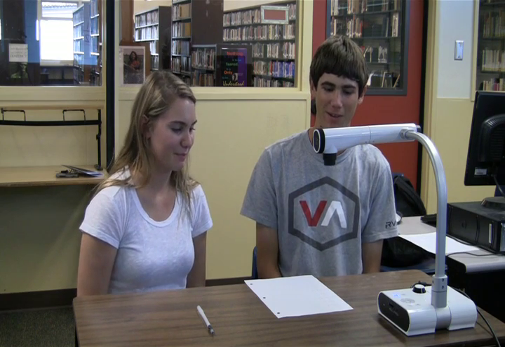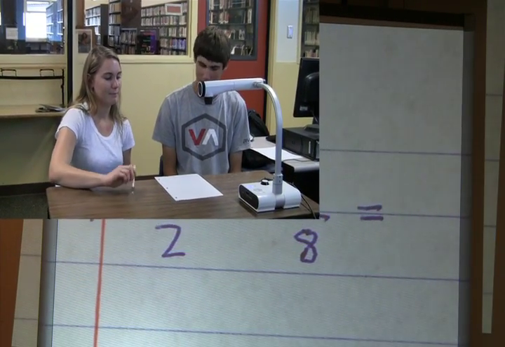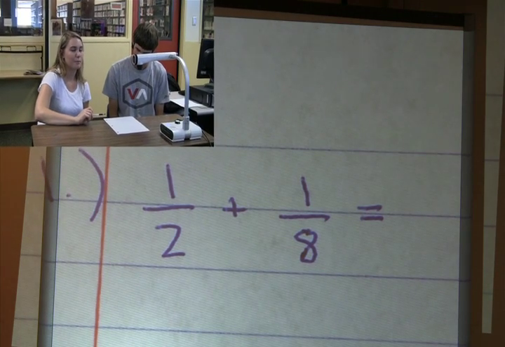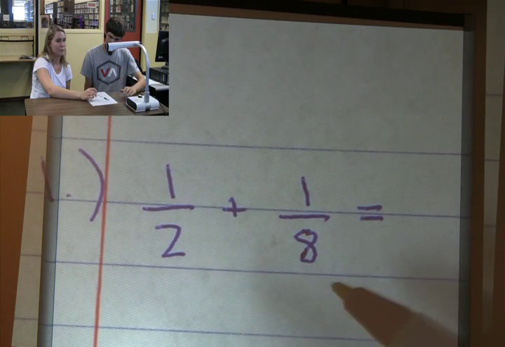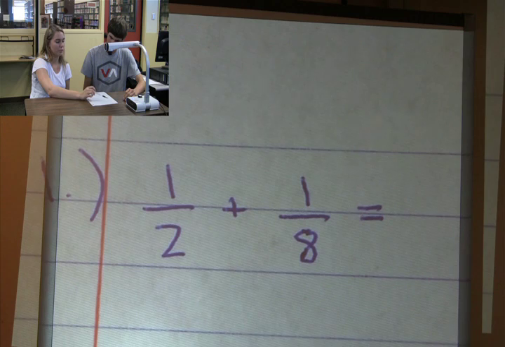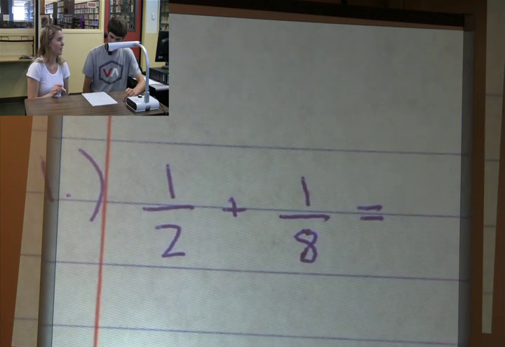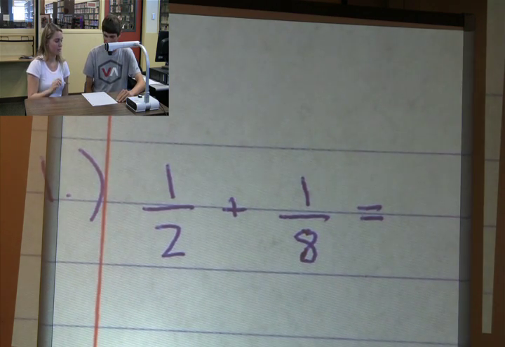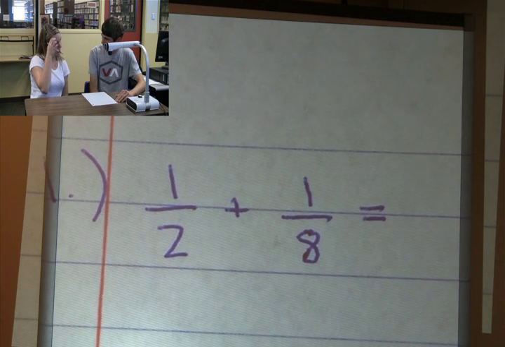So now we're going to go over how to add and subtract fractions. So our first problem is 1/2 plus 1/8. So what do you think you would start with to add these two? Well, maybe you could add 1 plus 1 and 8 plus 2 and get 2 over 10. Well, when you're adding fractions, actually you have to get a common denominator first.